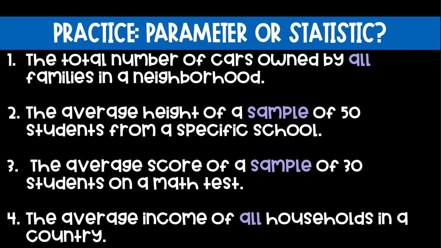Because we're talking about all of the families, then we can say that will be our population. In that neighborhood, all of the families. That's a population, which means this will be a parameter. Number 2, the keyword is sample, so that one's a statistic. Number 3, again, the average score of a sample of 30 students on a math test, that will be again a statistic. And finally, the average income of all households in a country, because it says all of the households, this would be a parameter since it describes our population, which in this particular example, number 4, will be all of the households in the country.